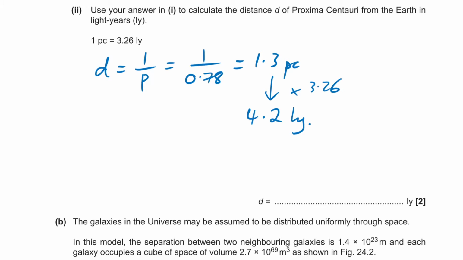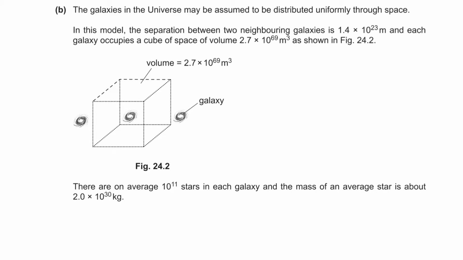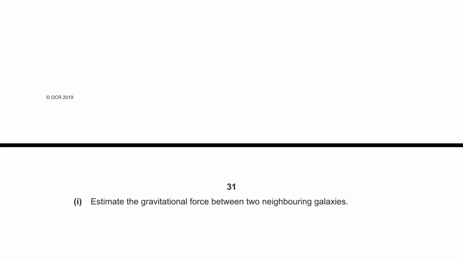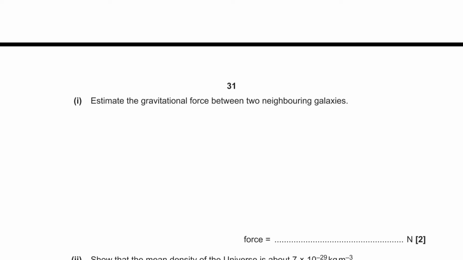B. The galaxies in the universe are distributed uniformly through space. They're not actually, if you look into it. Concentric spheres, it's really weird. Anyway, in this model, the separation between two neighboring galaxies is that, and each galaxy occupies a cube of space of that. Okay, there are on average 10 to the 11 stars in each galaxy, and the mass of the average star is about that many kilograms. Okay, estimate the gravitational force between two neighboring galaxies.